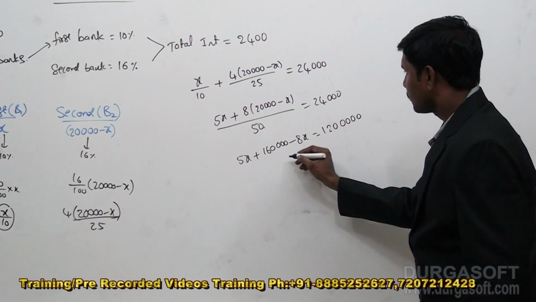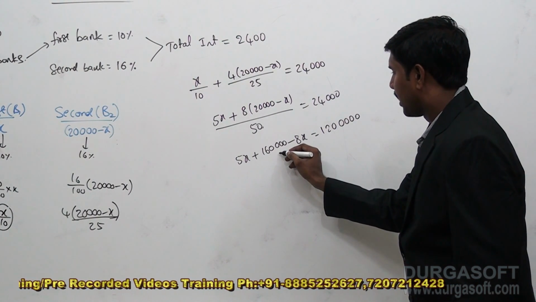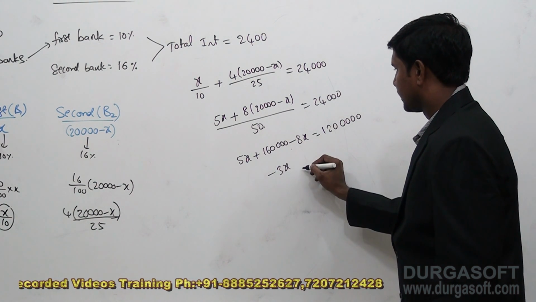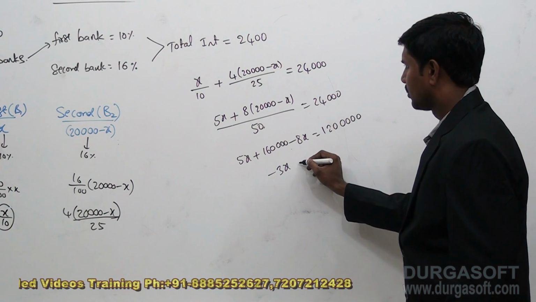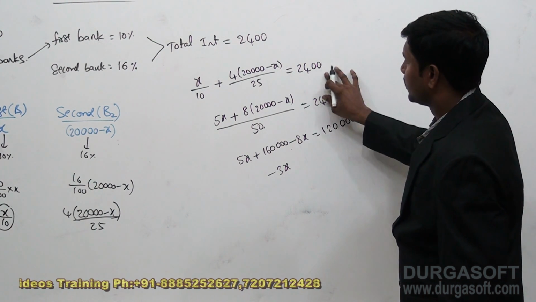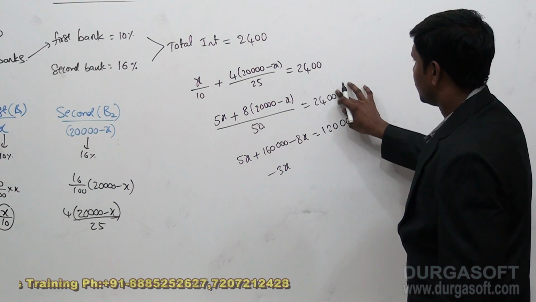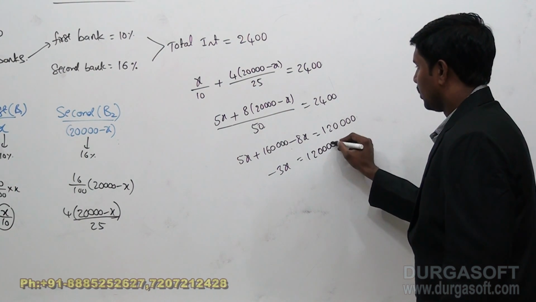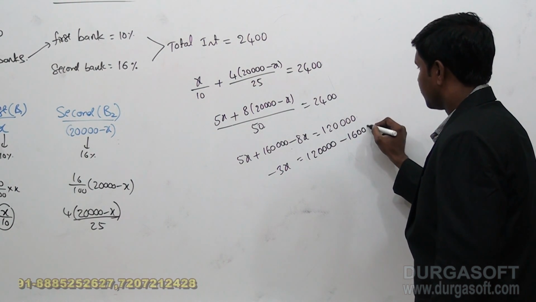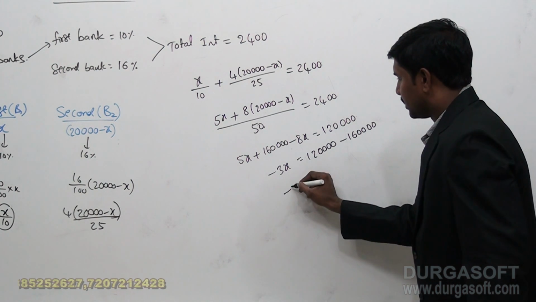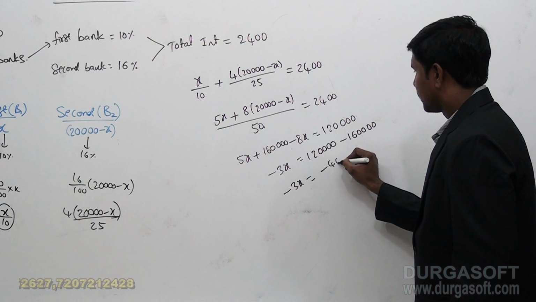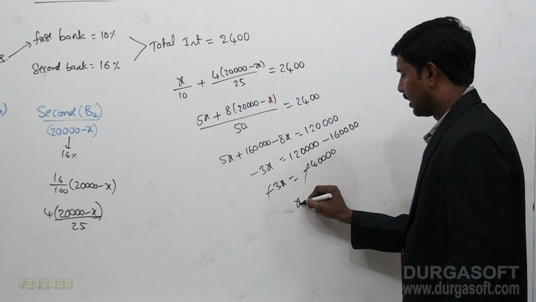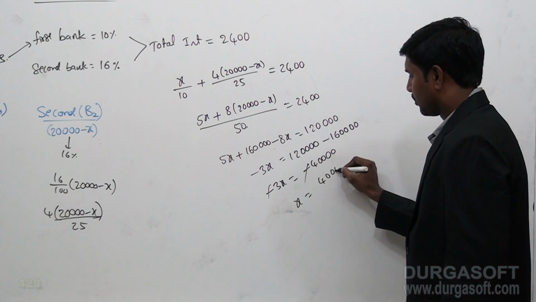Next, minus 3X is equals to, sorry, it is exactly 1,20,000 minus 1,60,000. From this, minus 3X is equals to minus 40,000, and minus minus cancel, X is equals to 40,000 by 3.